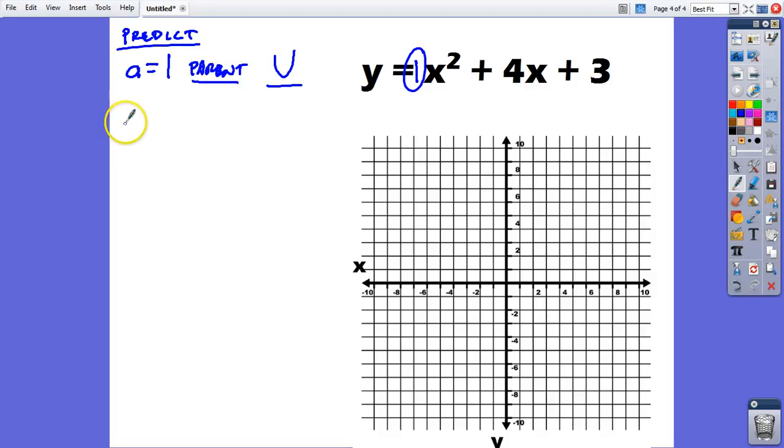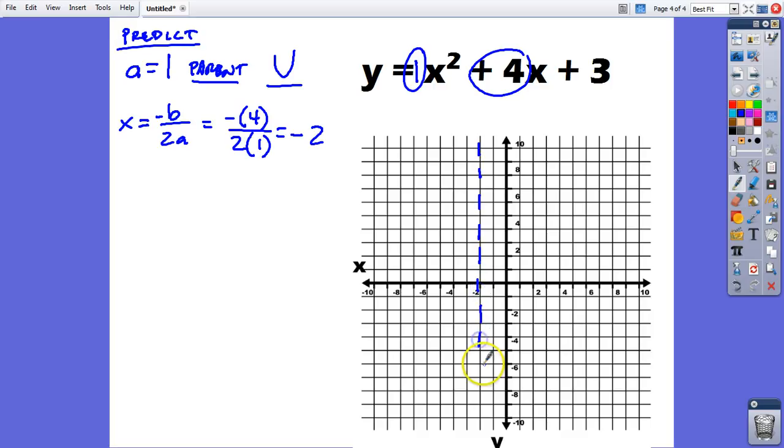Now, the next thing we look at is B, but as we've discussed before, B is a little tricky because B shifts the graph left and right, but it also depends on what A is. So we have a formula for that. The axis of symmetry at X is equal to negative B over 2A, and in this case negative B, which is 4, over 2 times A, which is 1, which gives us an axis of symmetry at negative 2. Which means on my graph I can put a dotted line at X is negative 2, so I can see that my graph is going to be centered a little bit over to the left.